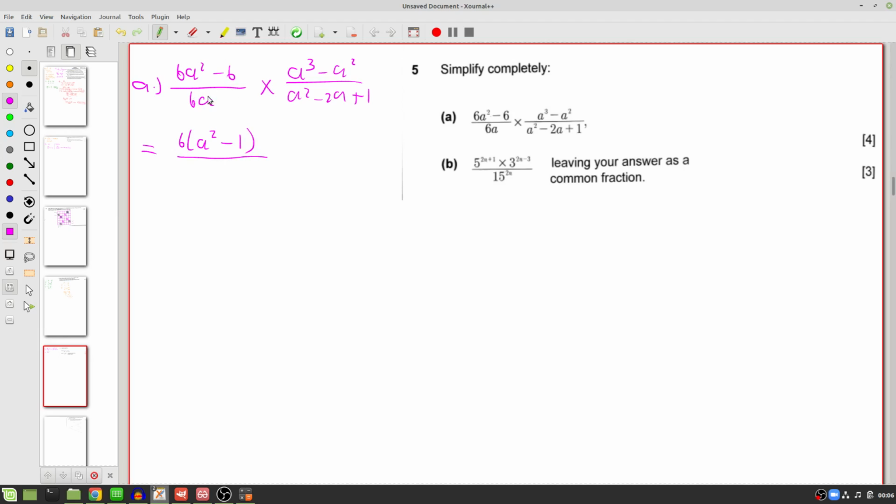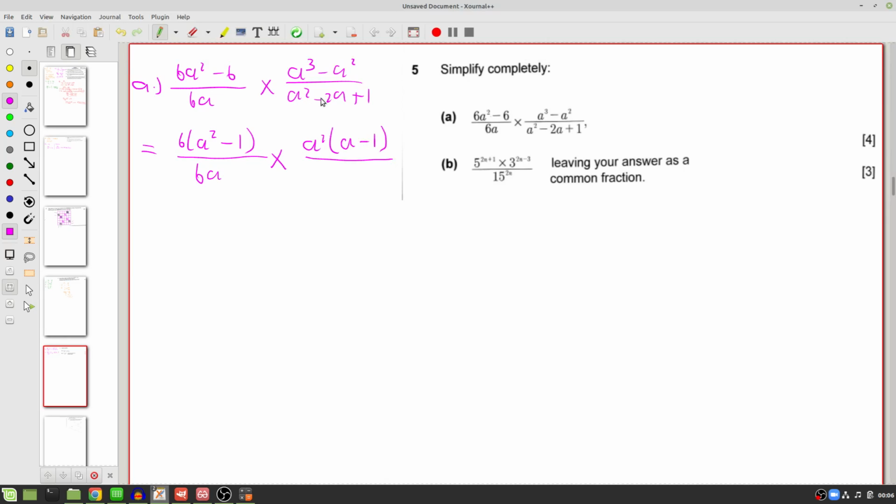Now at the bottom, can we factorize? No, it's already one term, so we just rewrite that. Over here, a cubed minus a squared. Yes, we can take out an a squared. What's left? Take out a squared from here, that's just an a. Take out a squared from here, that just leaves us with minus 1.